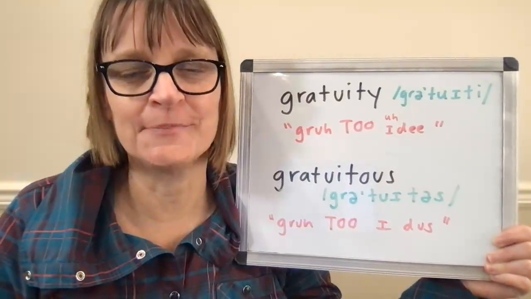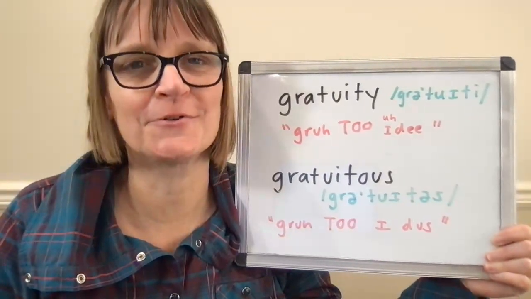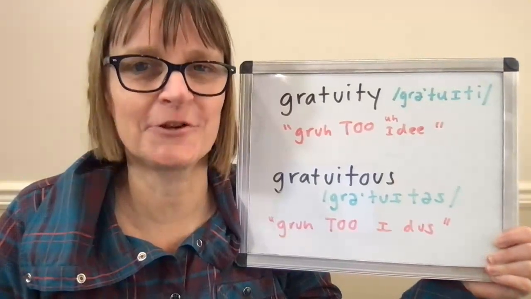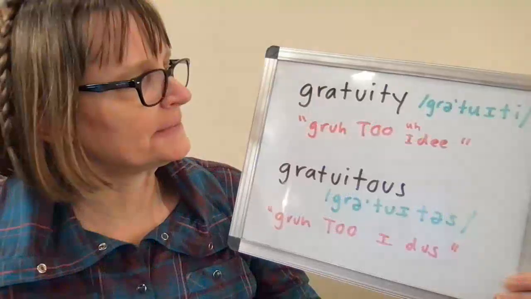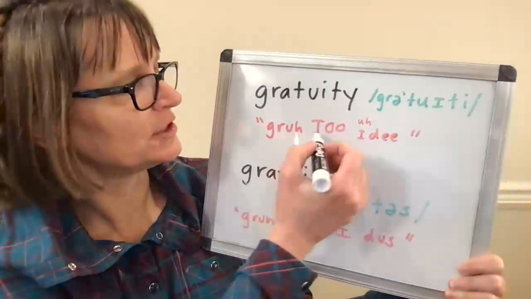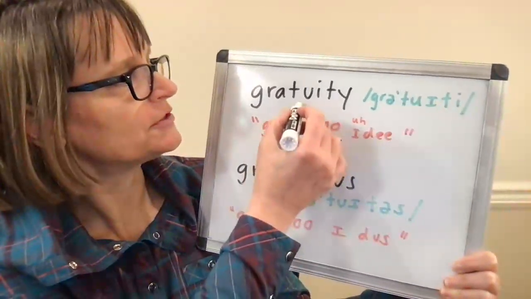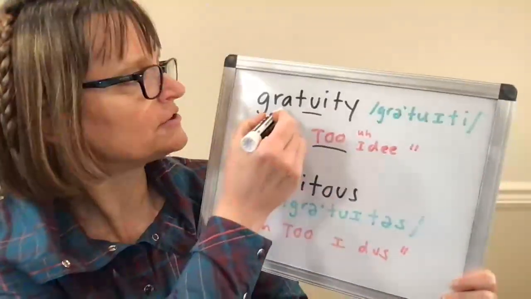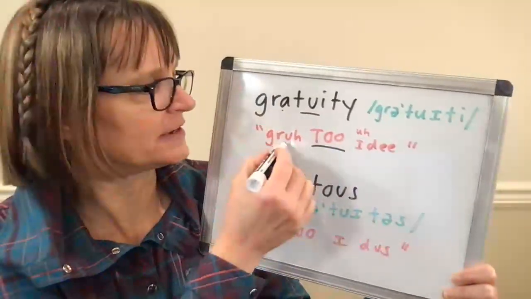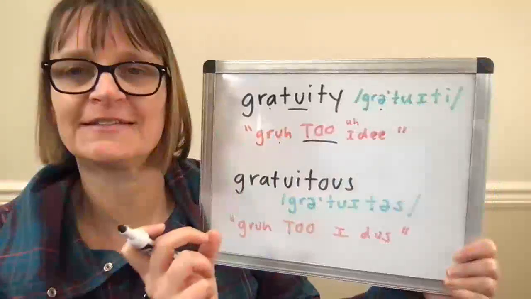In this video, we'll look at how to pronounce gratuity and gratuitous. So the first word, gratuity, has stress on the second syllable, to. So the to part has that reduced vowel schwa. So even though you see the letter A, you're going to say more of an uh sound.